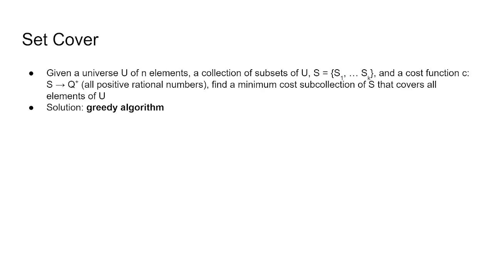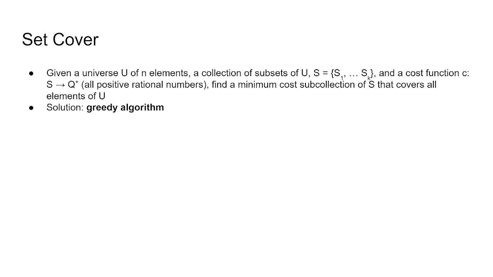We say an algorithm is a factor X algorithm if it has an approximation factor of X. So let's look at a simple example, which is a very commonly discussed problem, called set cover. So this is the formal definition of the problem. Given a universe U of n elements, a collection of subsets of U, S, which includes subsets S1 to Sk, and a cost function C, the input would be subsets of U, and the output would be a cost of covering elements in S, which is in the domain of positive rational numbers. The goal here is to find a minimum cost subcollection of S that covers all elements of U.